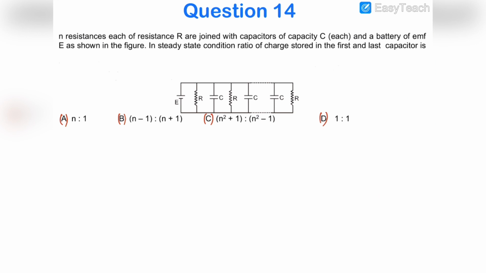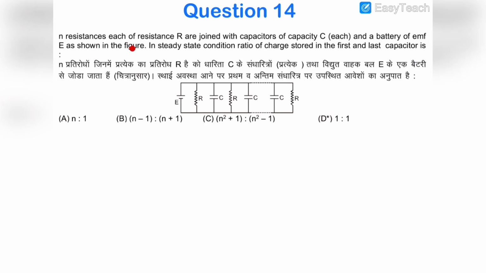Now in this question, you can see that n resistances are connected like that and capacitors are connected like that. Each of them are in parallel to each other, and they are also connected in parallel with a battery whose EMF is E. Now in the steady state condition, we have to find out the ratio of the charge stored in the first and the last capacitor.